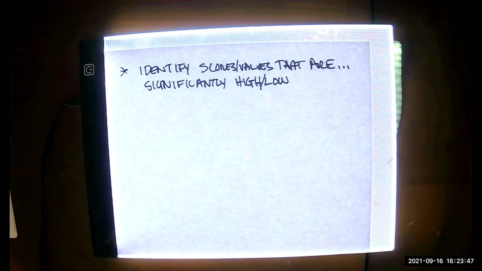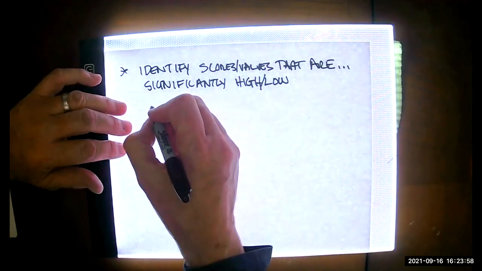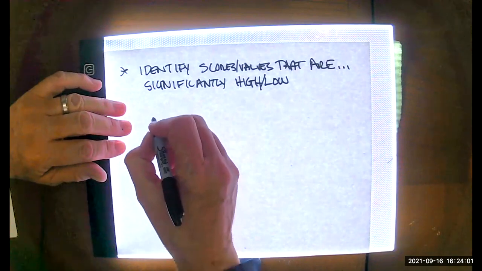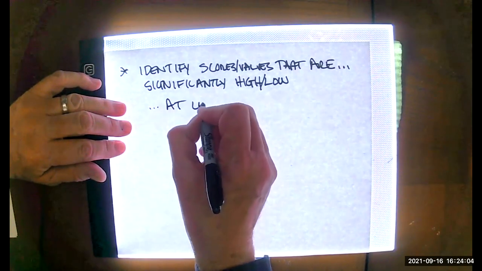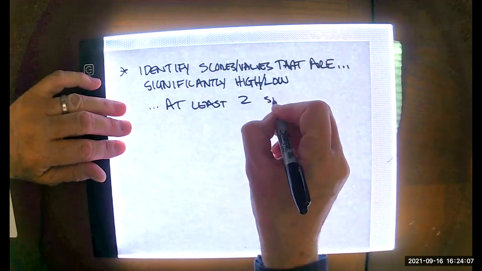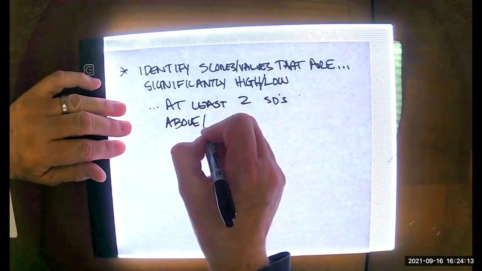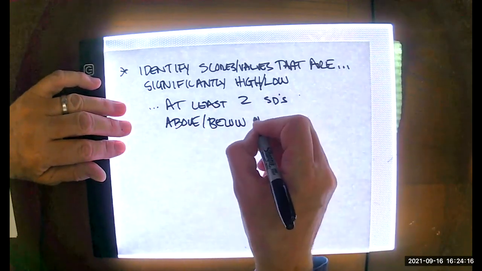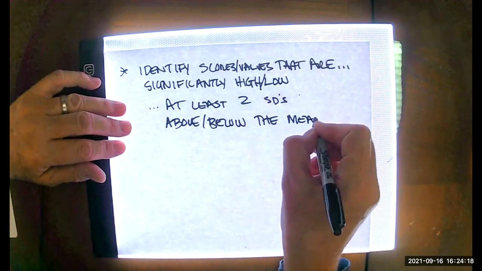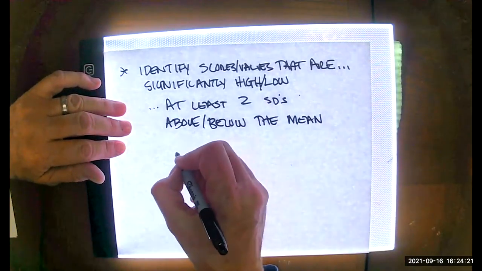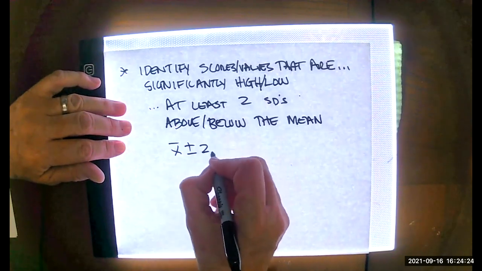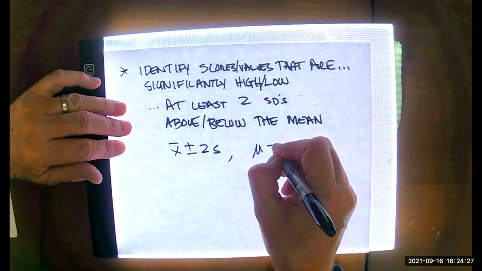We have a way to do that. It's not very difficult. It's rather arbitrary, I've got to admit, and different situations really do change this particular rule. But for us, it's pretty well set in stone. These are values that are at least 2 standard deviations above or below the mean. That means I need the mean plus or minus 2 standard deviations.